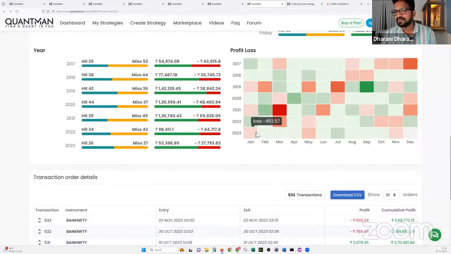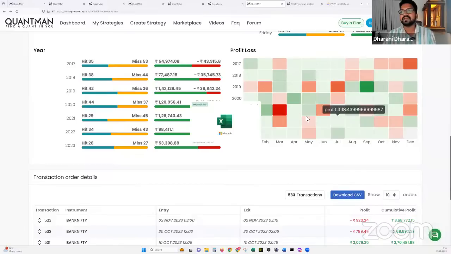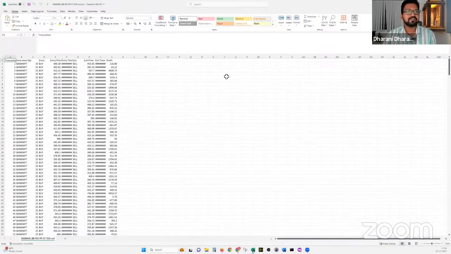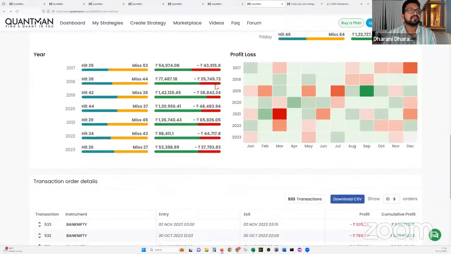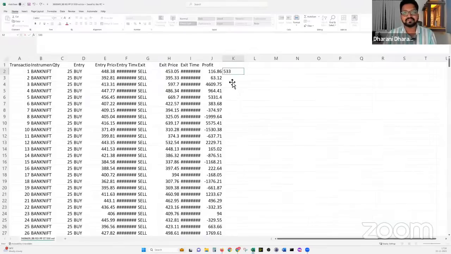So don't worry about the brokerage and taxes. Hope my point is valid. Now I just download the data, and then let me put what's the profitability we make. So 533 transactions, and the profitability is 3,68,000.